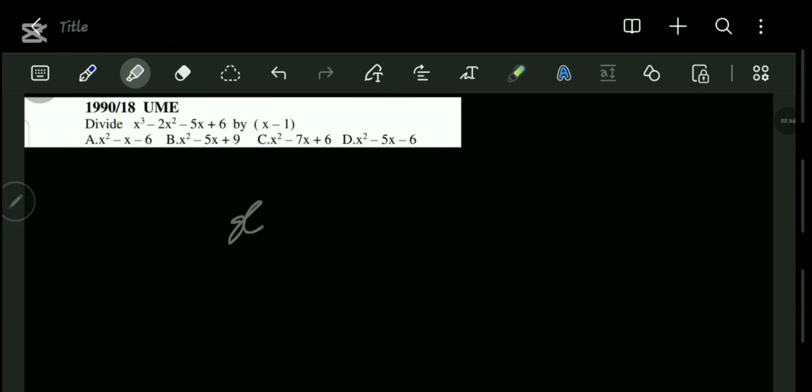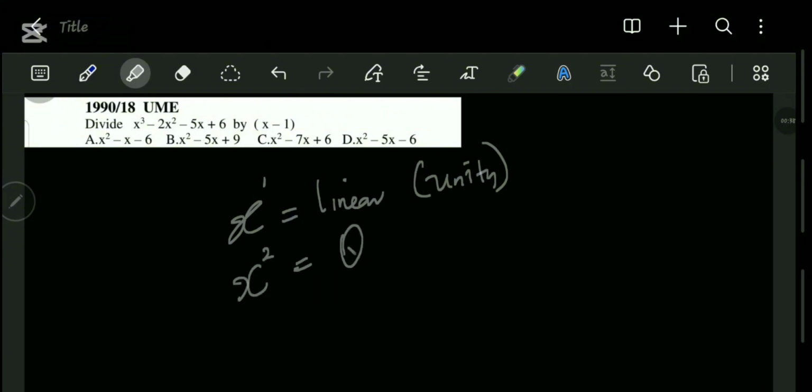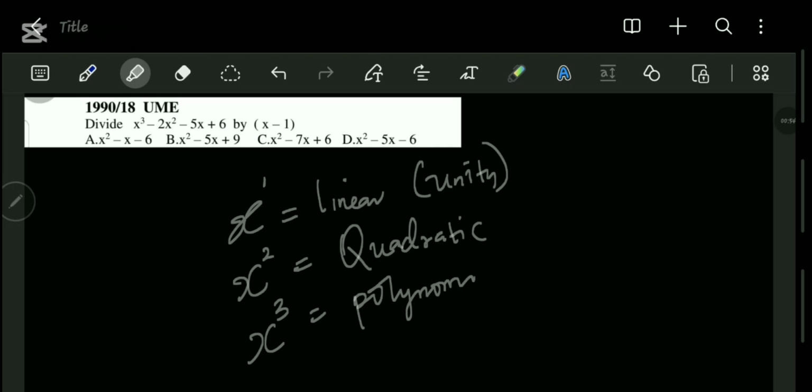Let's say you have a variable x. When the degree of this variable is 1, we say it is linear, or we say it is unity. When the degree of the variable is 2, we say it is quadratic. We say it is quadratic in nature. That is when the degree of the variable is 2. And when the degree of the variable is 3, we say it is polynomial, or we can say it is cubic.